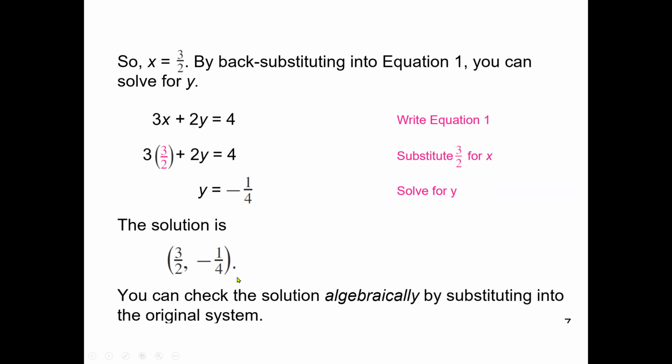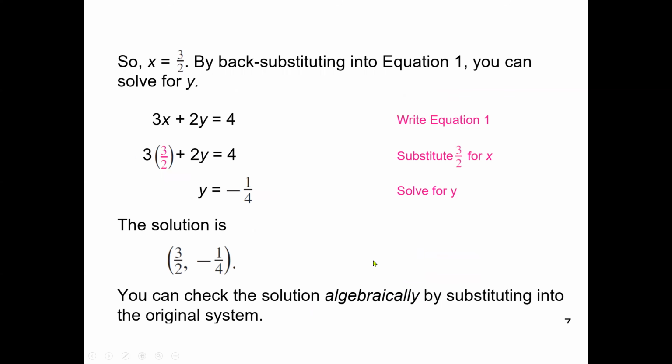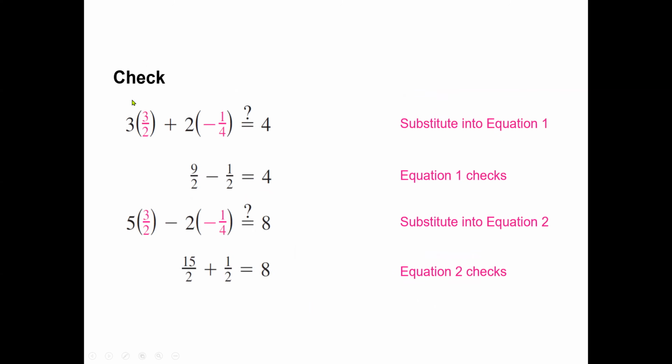Now, if you want to make sure your answer is correct, when you get the value of x and y, you can come back to the original equation and substitute the values of x and y. You will get the same value as 4. If you substitute in the second equation, you get 8 equal to 8. If you don't get it, that means the answer is wrong.